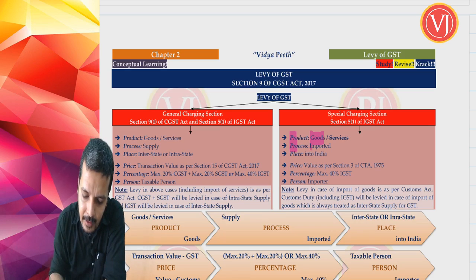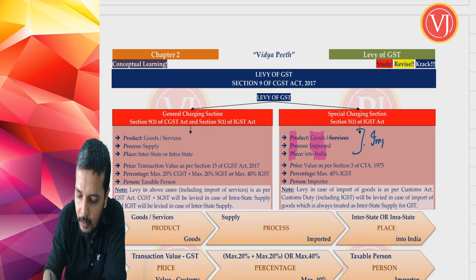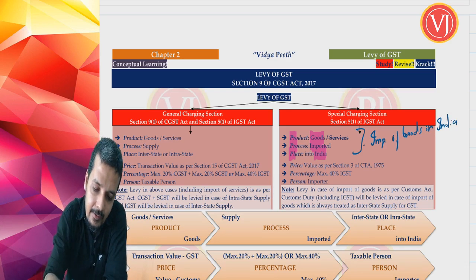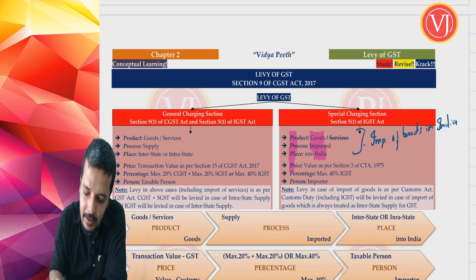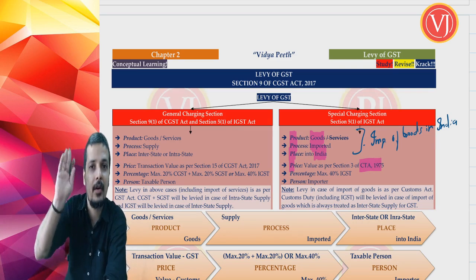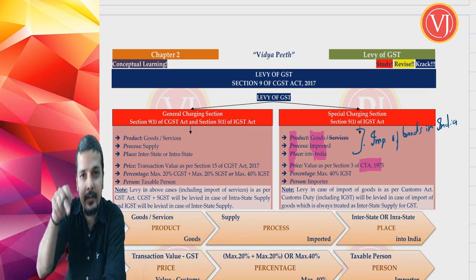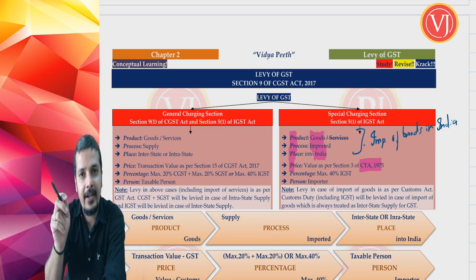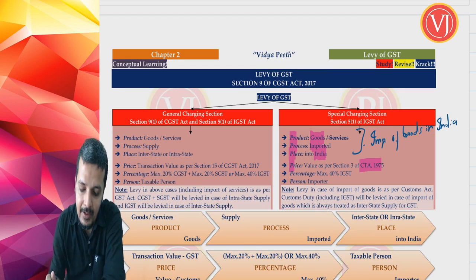Process is import. Place is India, which in simple language means you are talking about import of goods in India. And the price there will be the value as per the Customs Act, that is the Customs Tariff Act 1975. So for the price for IGST you have to refer to it. When you are calculating IGST within customs duty, for finding that price you have to refer to the Customs Tariff Act.